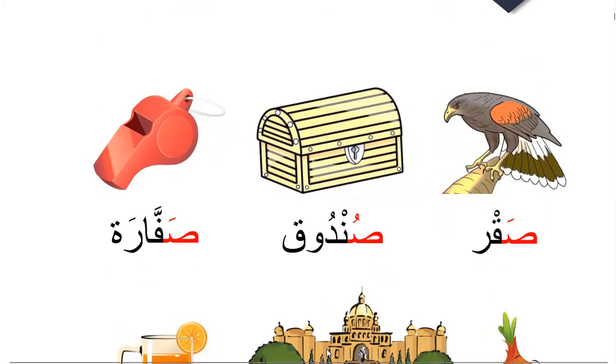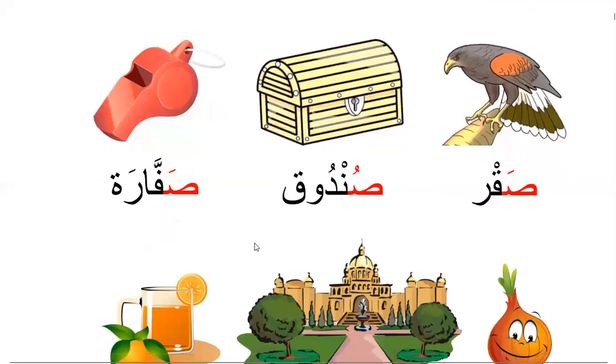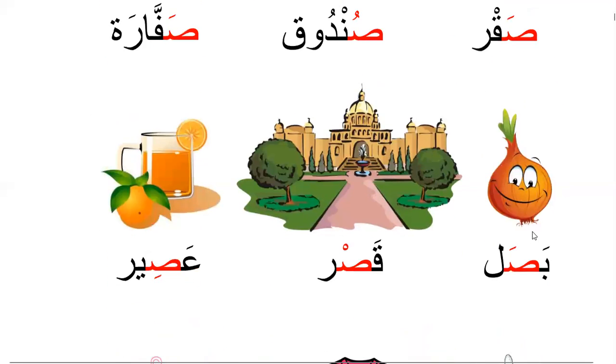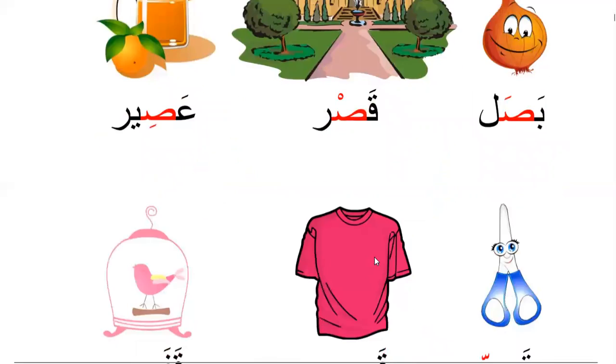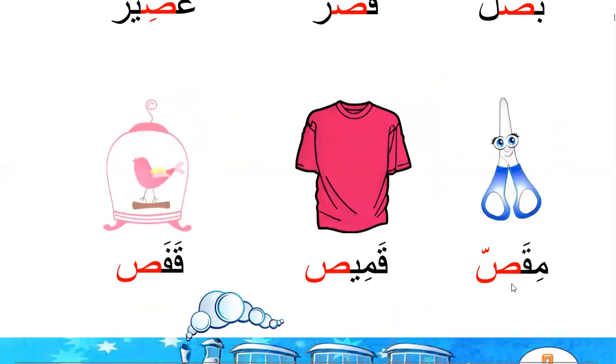Sakr means falcon. Sunduk. Box. Safara. Whistle. Basal. Onion. Qasr. Palace. Asir. Juice. Miqas. Scissor. Kameez. Shirt. Kafas. Cage.